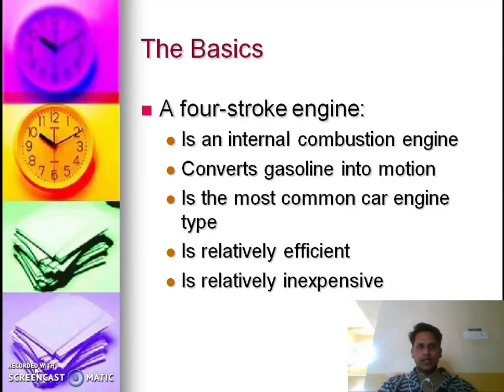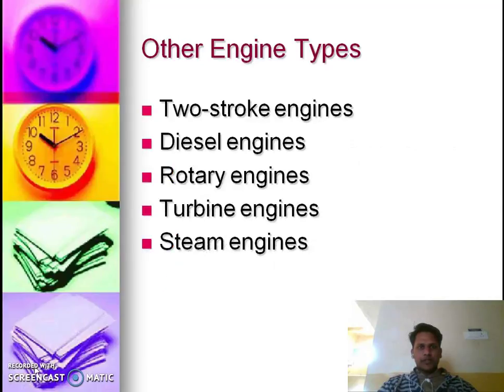Internal combustion engines are of two types. There are four-stroke or two-stroke engines. It is relatively expensive. Other engine types are two-stroke engine, diesel engine, rotary engine, turbine engine, and steam engine. In a two-stroke engine, the piston moves only two times, and in the four-stroke engine the piston moves four times.